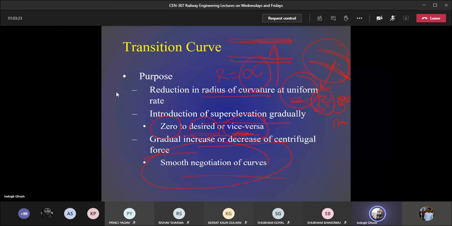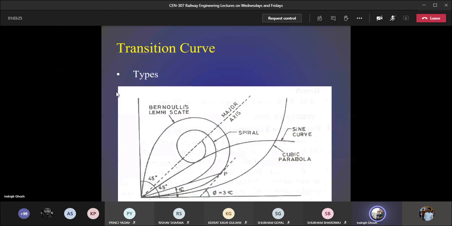So there are various types of shape that we use in order to set the transition curve. This has also been taught in highway engineering. So we have cubic parabola, we have sine curve, we have spiral, we have Bernoulli's lemniscate. The similarity among all of these curves is one. If we go further, we will see that initially there is a larger radius, then there is a smaller radius. So there is a change in the radius with the travel.